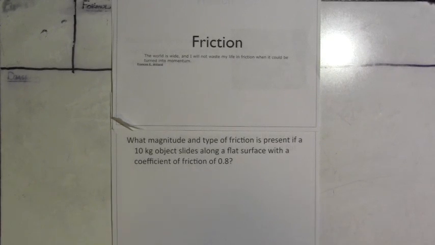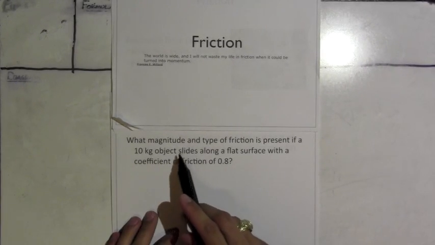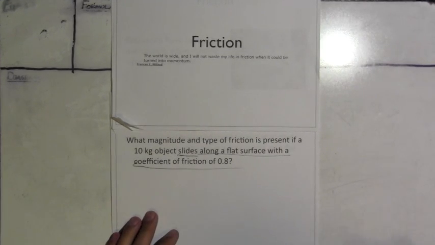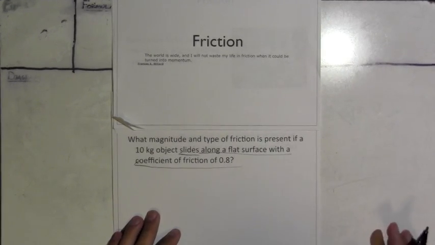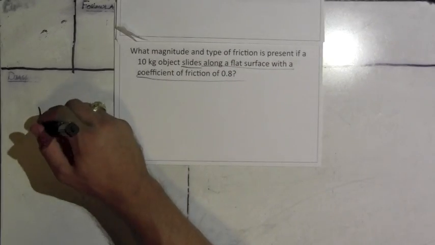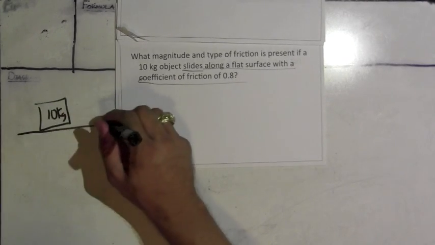This example says, what is the magnitude and type of friction present if a 10 kilogram object slides along a flat surface with a frictional coefficient of 0.8? So the first thing we're going to do is identify the type of friction. It says that we have a 10 kilogram object that is sliding across a surface.